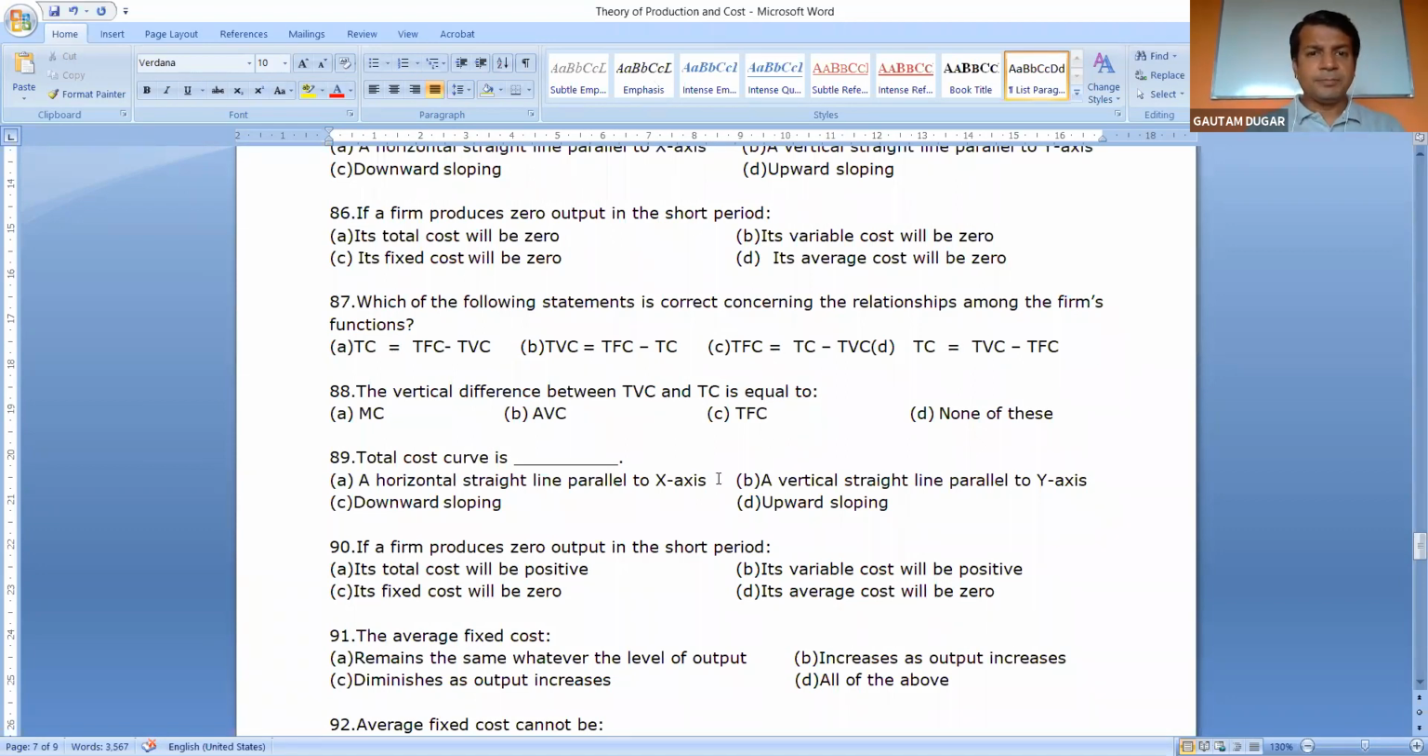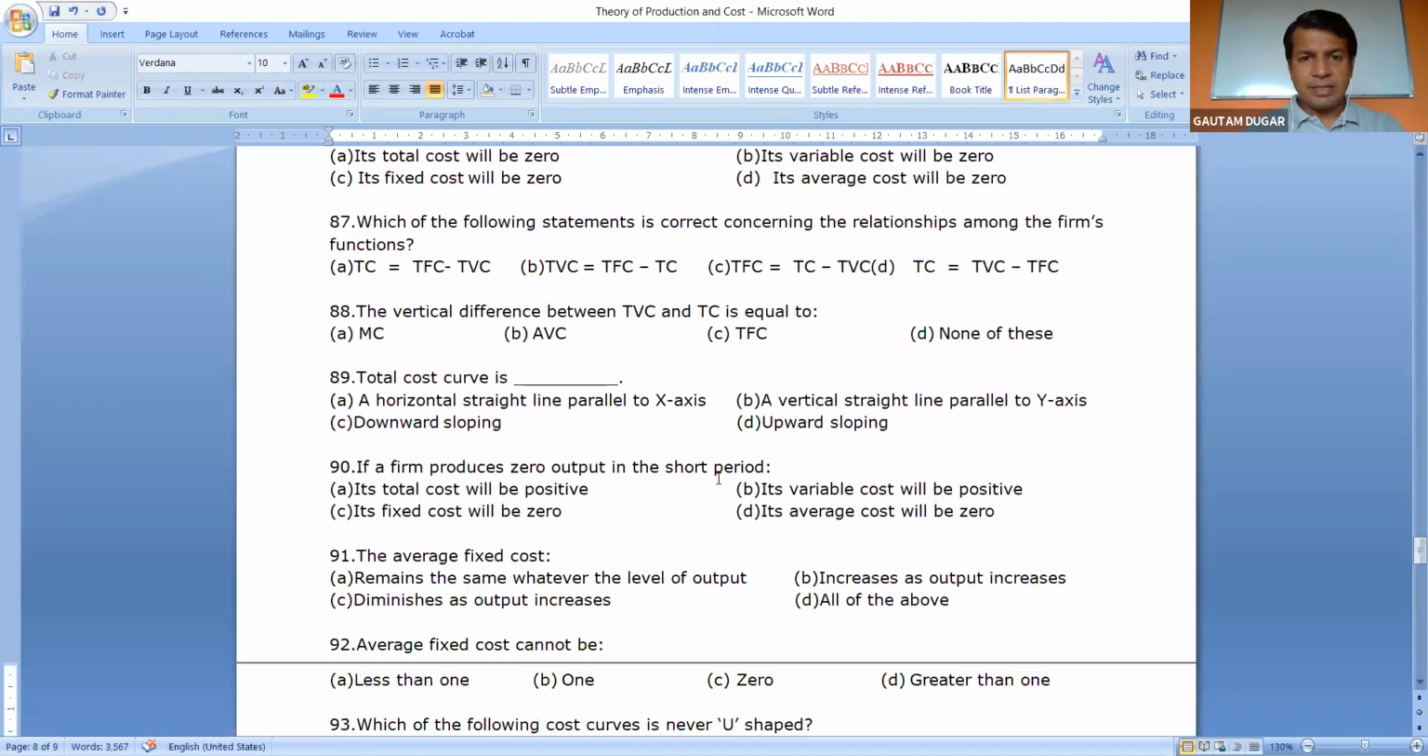Next, 89. Total cost curve is total cost. It's not total fixed cost. It's total cost curve. Remember, again, some of you started answering very fast. I said no love at first sight in MCQs. Read the questions properly here. Yes, now someone is correct. Few people are correct. It's D, upward sloping. Don't be in a hurry.